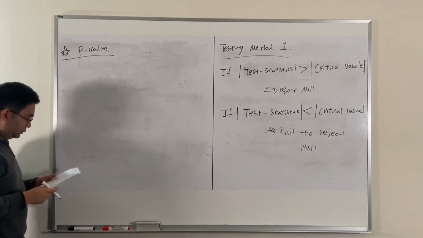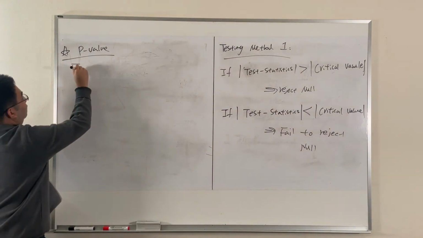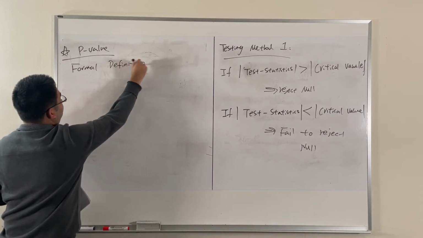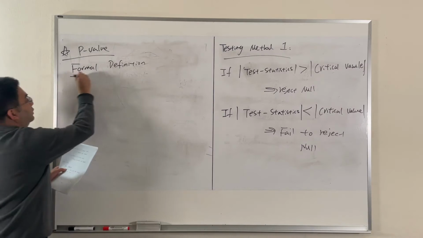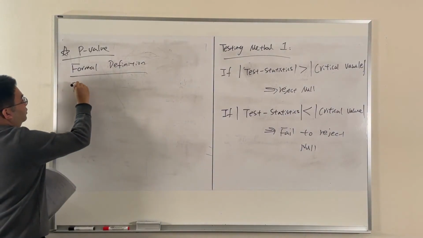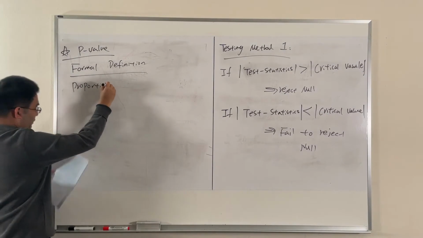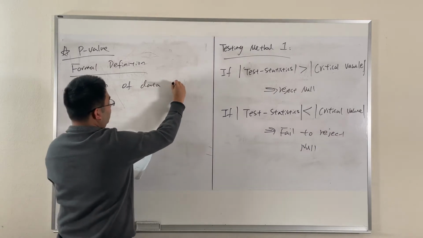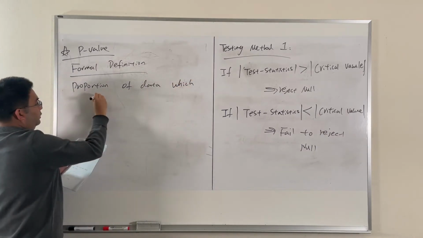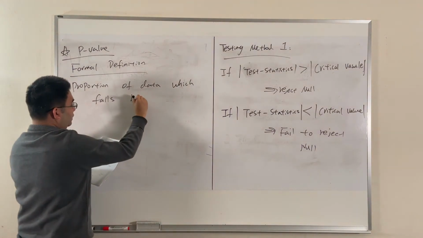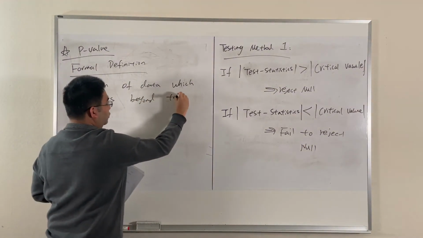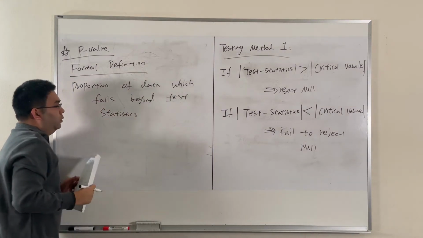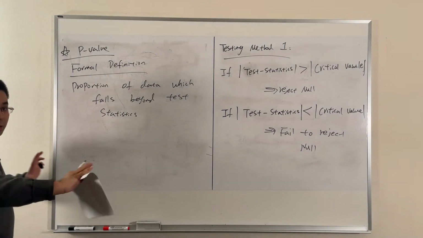P-values. So let me first give you the formal definition. Okay, so the formal definition is the proportion of data which falls beyond your test statistics. Okay. So what are the proportion of data that's outside your test statistics?